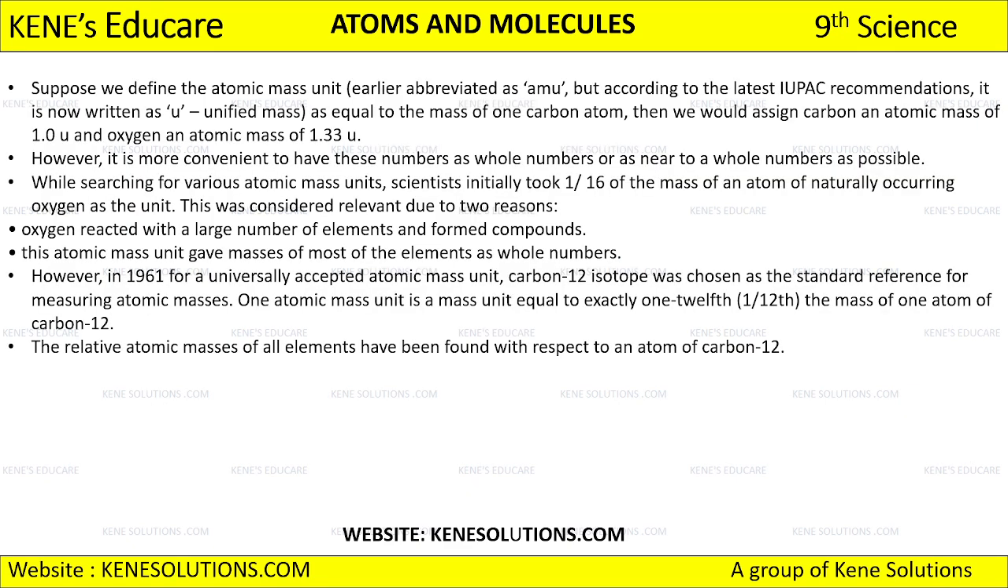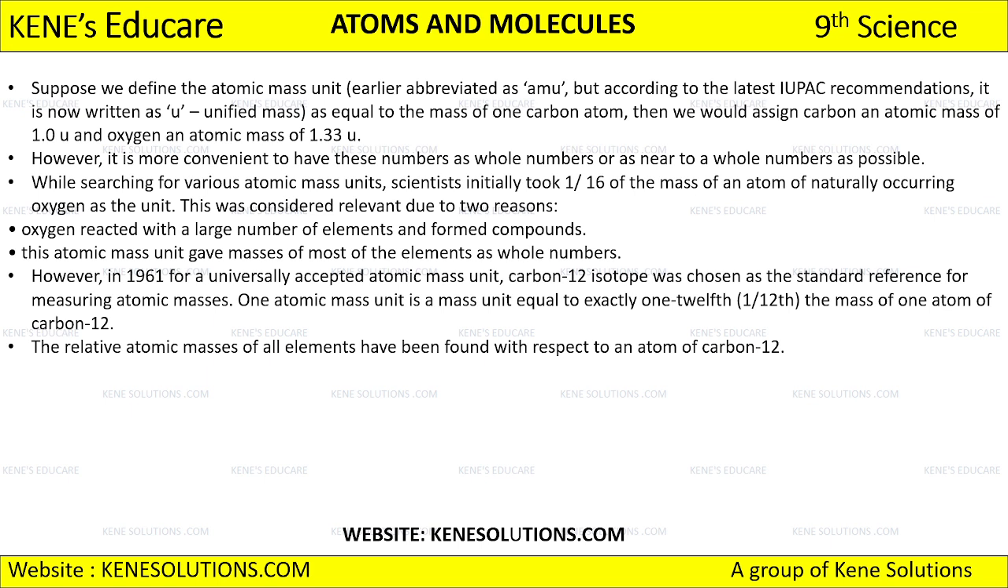Now, after this atomic mass, suppose we define the atomic mass unit, which was earlier abbreviated as amu. amu stands for atomic mass unit, but now, according to the latest IUPAC recommendation, it is written as u only, and we read that u as unified mass. So this unified mass is equal to the mass of one carbon atom. Then we will assign carbon an atomic mass of 1 u, and oxygen will have an atomic mass of 1.33 u.